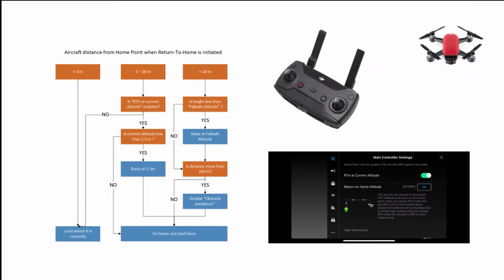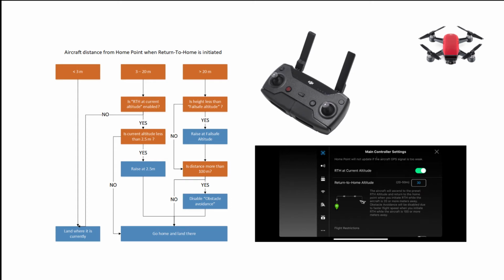DJI Spark's return to home functionality is very confusing at first glance. However, in an emergency situation, it is essential to know what is going to happen if you press the RTH button and the aircraft decides to initiate return to home, which can happen because of the loss of signal between your controller and the aircraft, or because of low power level of your battery.